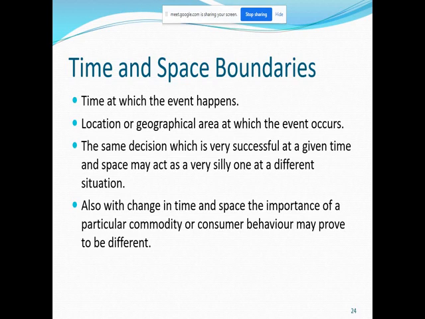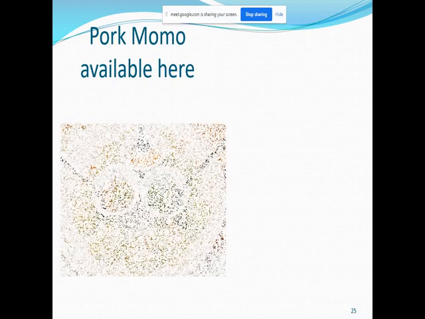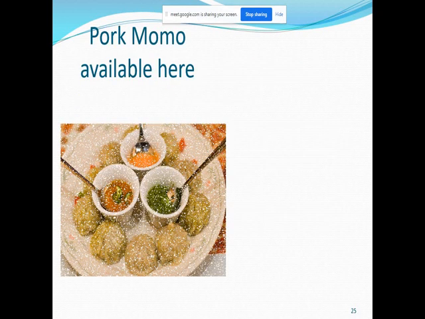Many countries like India have already opened their boundaries for exchange of goods and services, so liberalization of the Indian economy. Because of this, everything is now available. So these business decisions are very much affected by the time and space boundaries. For example, pork momo available here.